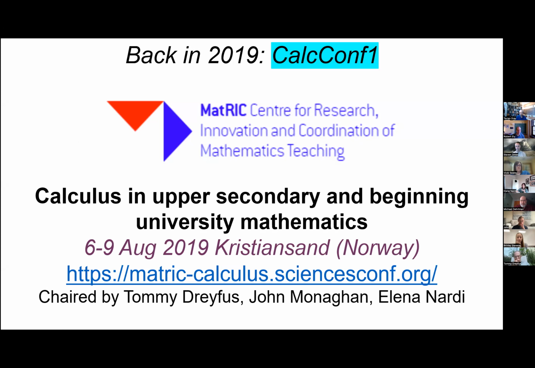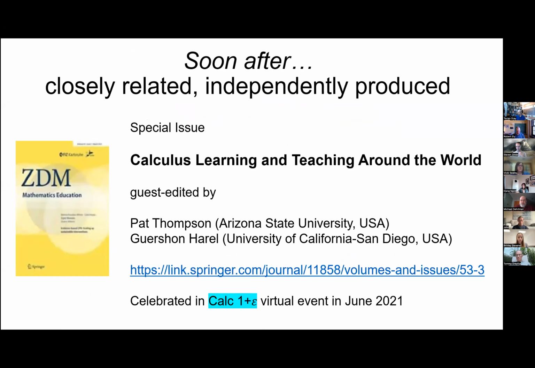So back in 2019, we got together in Kristiansand in Norway. We had a calculus focus conference in upper secondary and beginning university mathematics. It was chaired at the time by Tommy, John, and myself. And quite a few wonderful things are coming out. Very soon after, not related, closely related, but independently produced, there was a special issue in ZDM on calculus learning and teaching around the world, guested by Pat and Gershon. And we actually had our first 1+5 event organized all the way back to June 2021, almost 2 years ago.